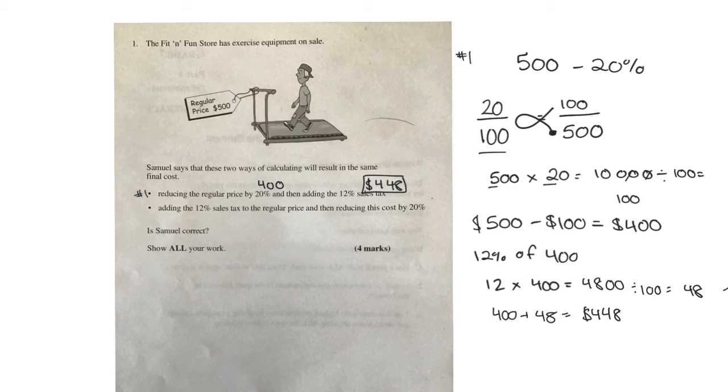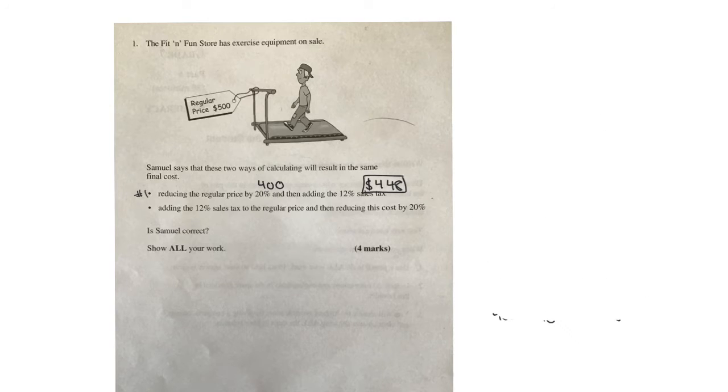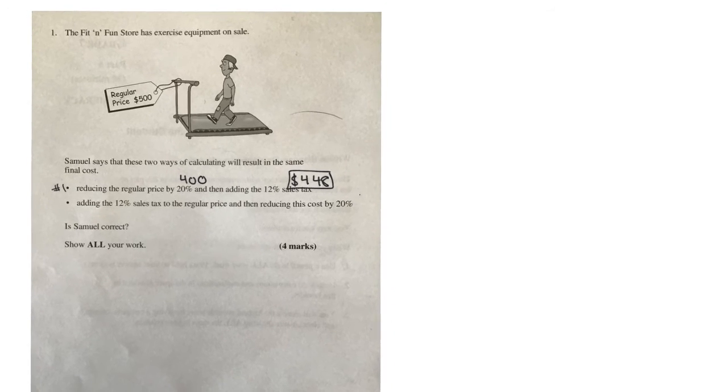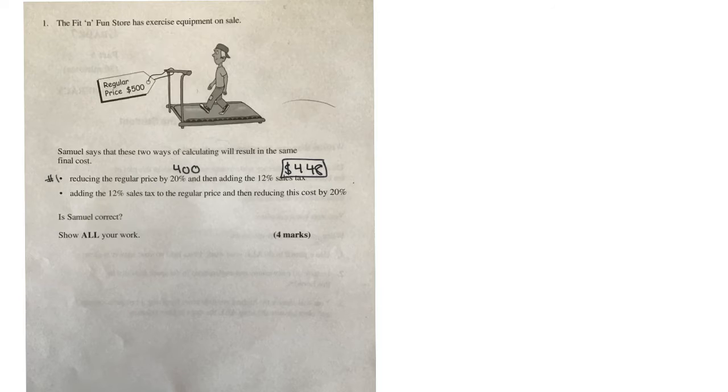So now we need to solve it the second way, and to make sure I have enough space, I'm going to actually erase the work that I did for question number 1. So we can move that work out of the way, and we'll keep what we have. And we'll now look at option 2. So our second option is to add 12% sales tax to the regular price and then reduce that cost by 20%.